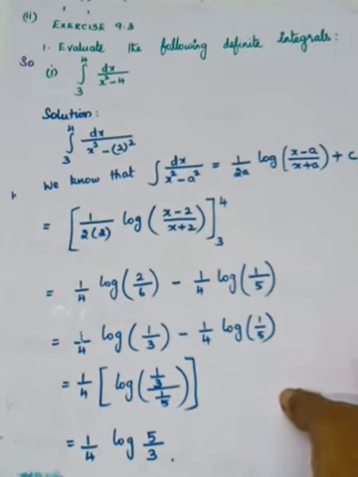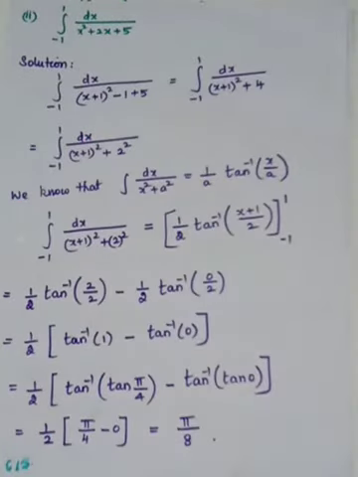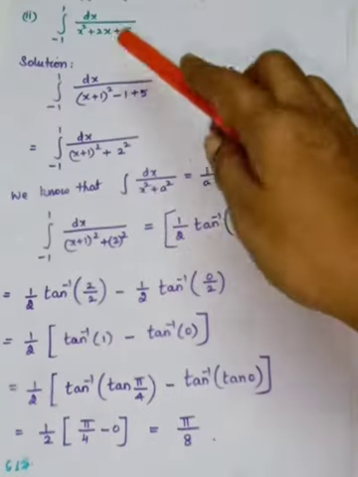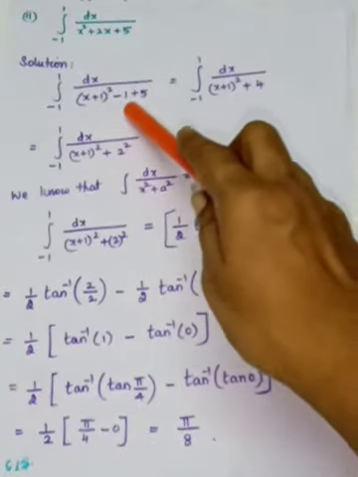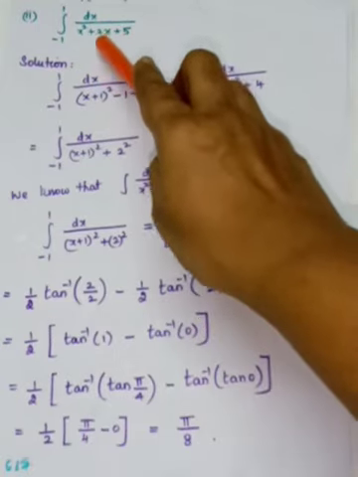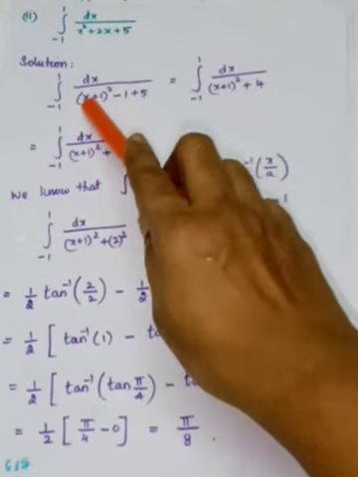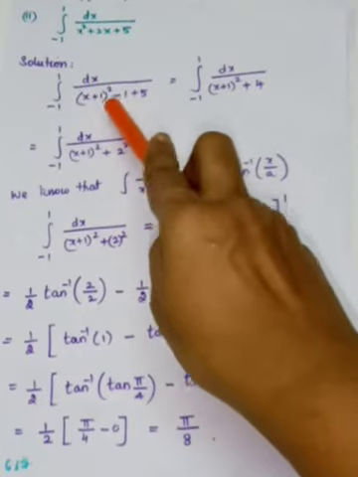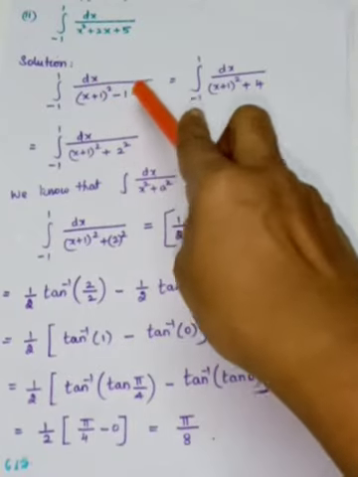Okay, coming to the second subdivision. It is integral from minus 1 to 1 dx divided by x squared plus 2x plus 5. First, it is a quadratic term, so we have to make it a perfect square. You know that it can be written as x plus 1 the whole square minus 1 plus 5.